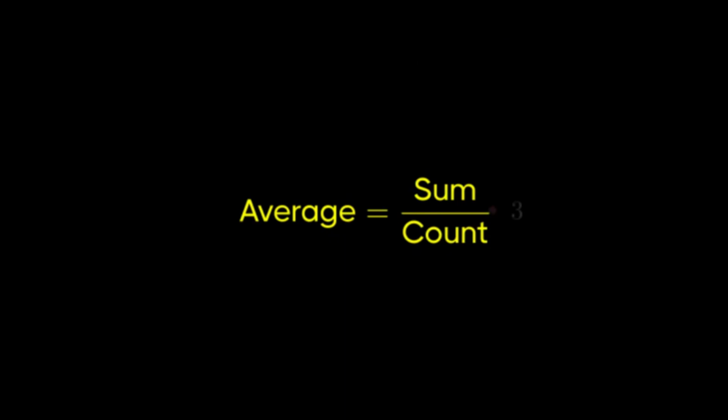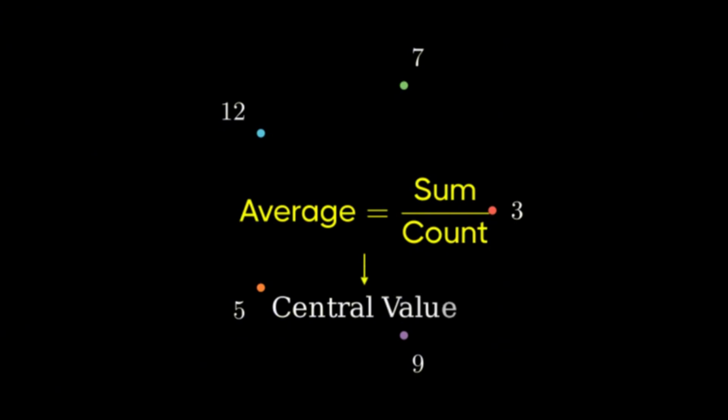Let's look at what an average actually does. Here we have 5 different values: 3, 7, 12, 5, and 9. The average takes all these diverse data points and combines them into a single representative value. The average acts as a central value, a single number that best represents the entire dataset. Think of it as the spokesperson for all your data points, telling you where the middle of your data lies.